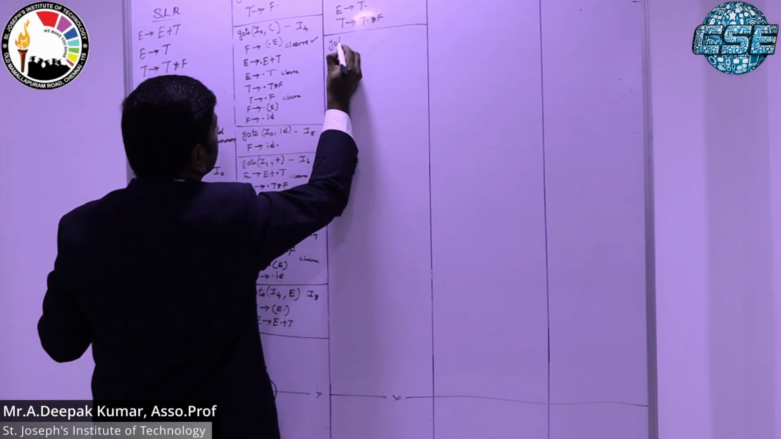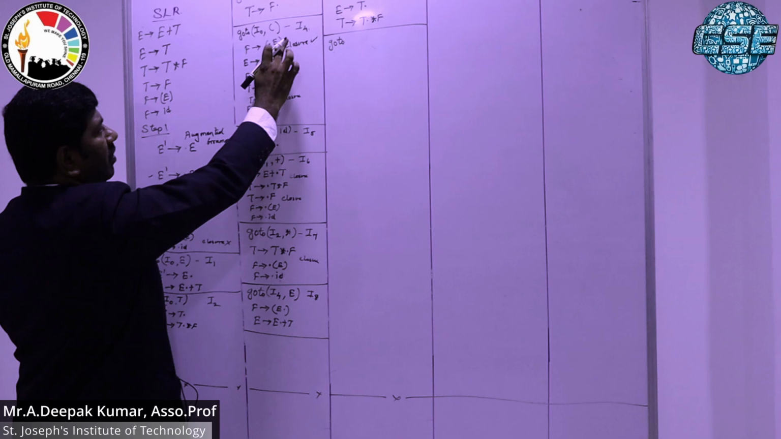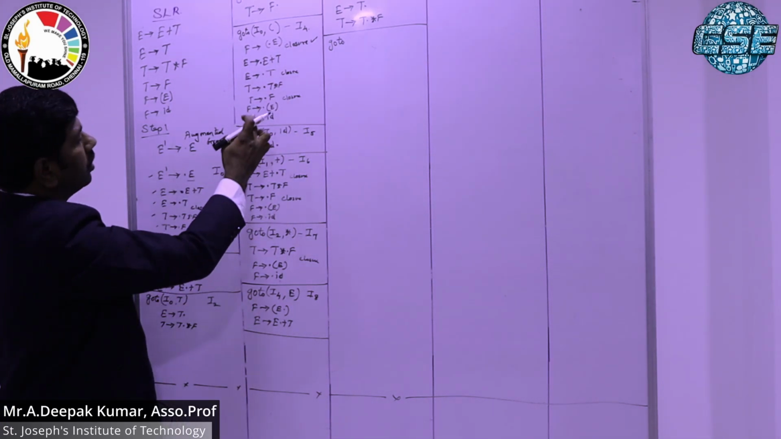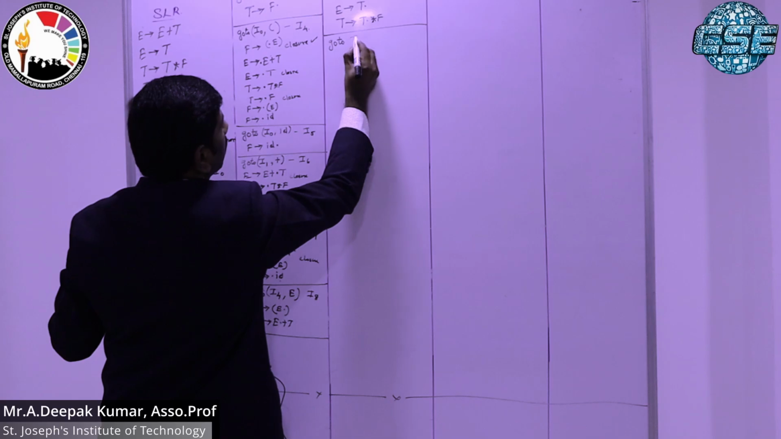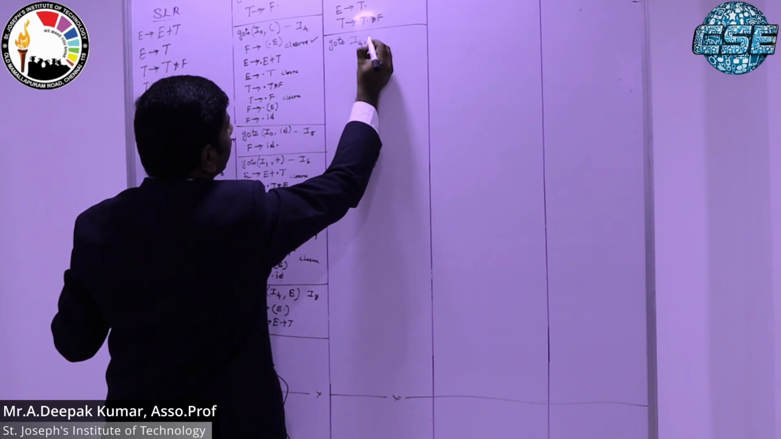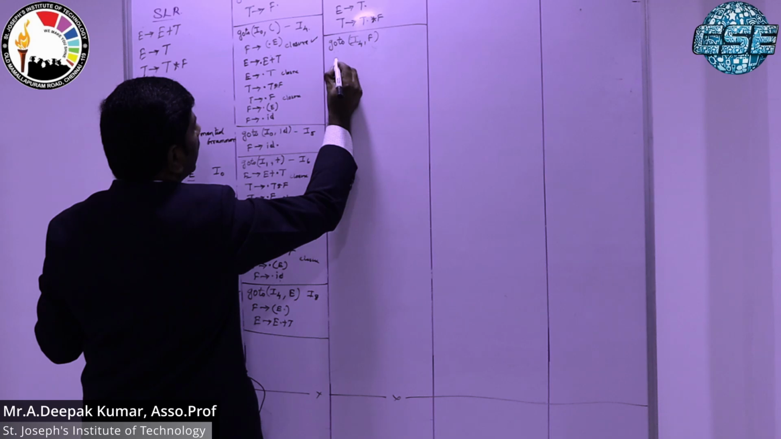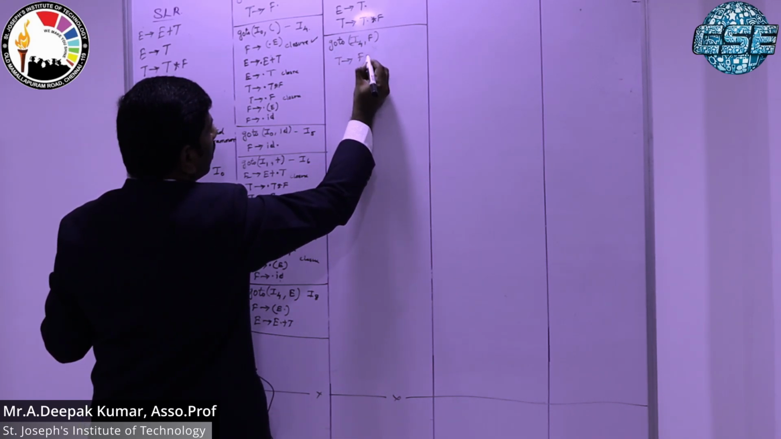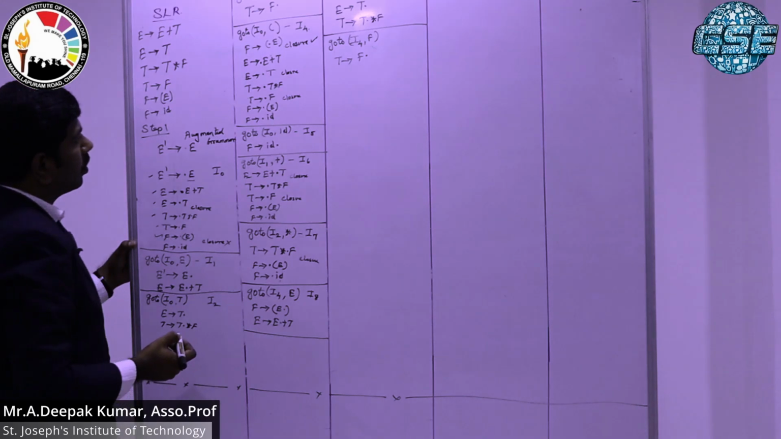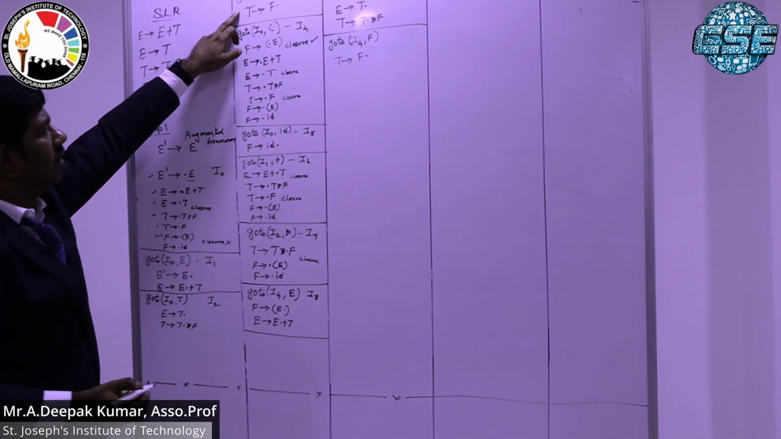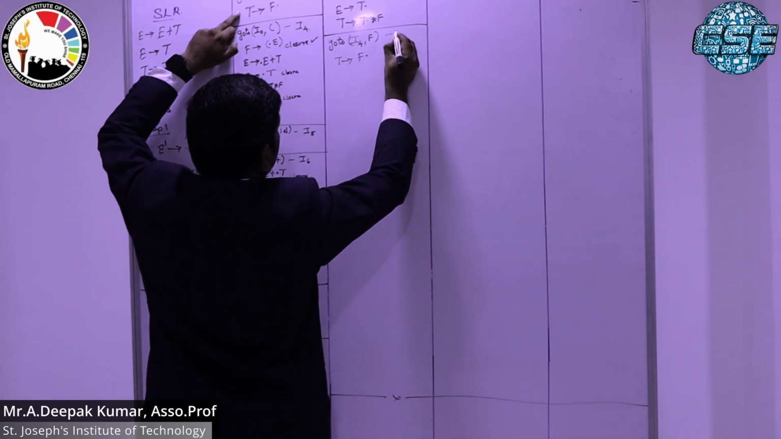Next, go to of, still we are in I4, we have F here. So go to of I4 comma F. We will get T derives F dot. So already it is in I3. We will name the same here.